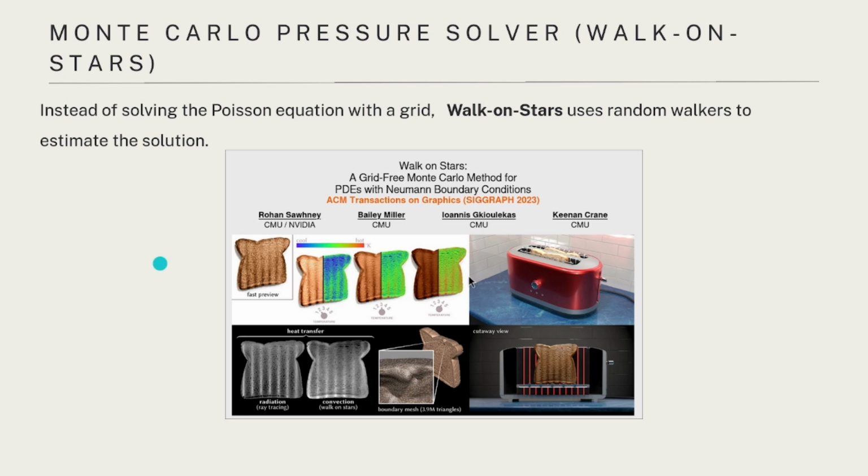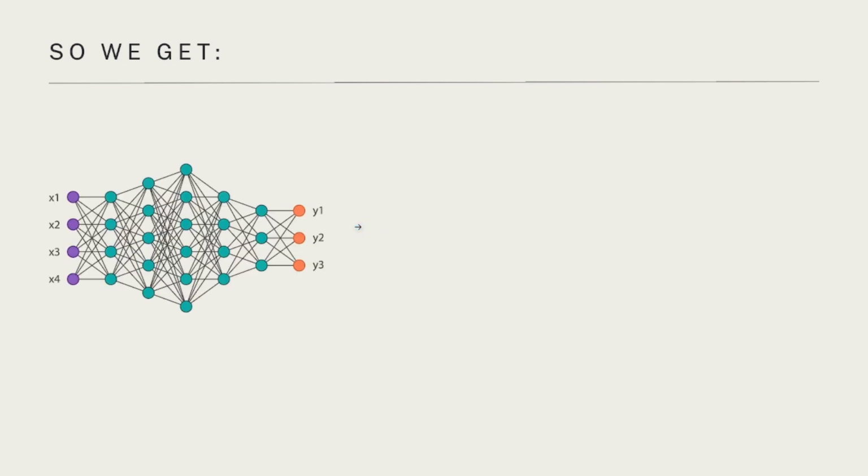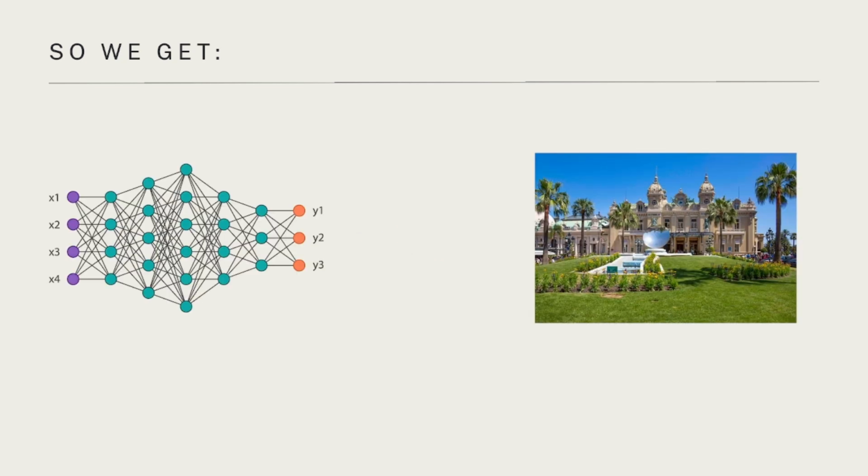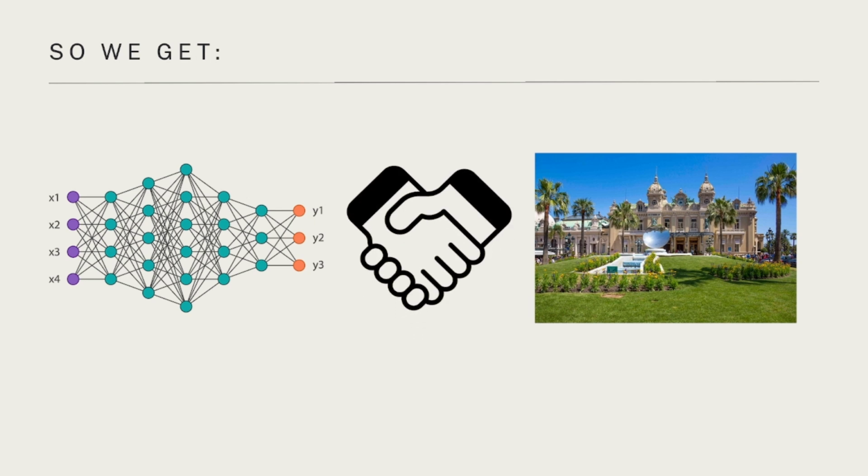This method has some big advantages. For example, it works perfectly with complex shapes, naturally respects Neumann boundary conditions, and produces pressure and exact gradients. No grid, no mesh, no Laplacian discretization, nothing. So at the end we get a neural network for velocity, which is smooth and continuous, and the Monte Carlo for pressure, which is robust and boundary aware. The good part is that they complement each other perfectly.